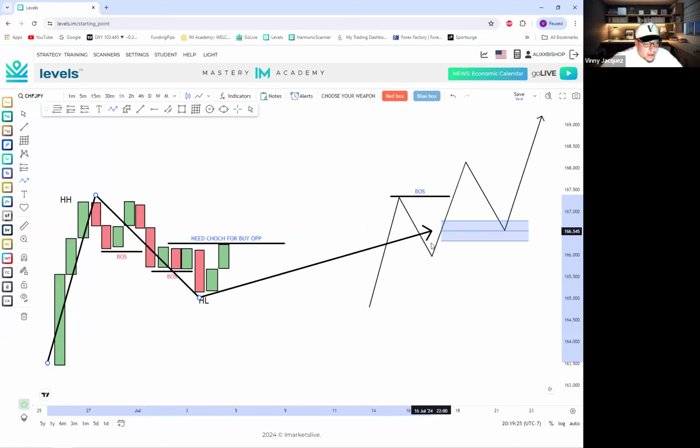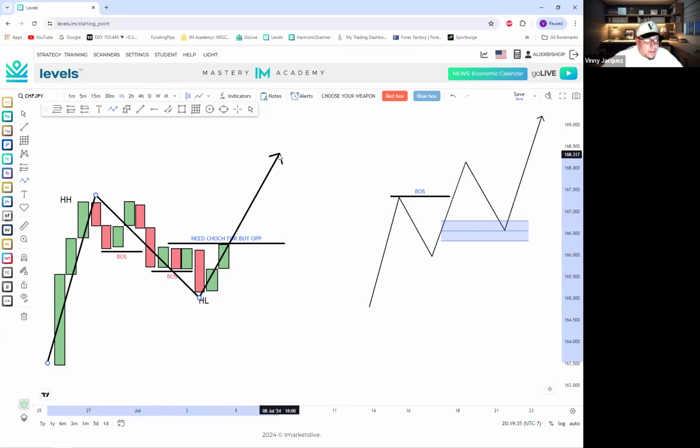Higher high, higher low. In order to get that BOS continuation move, we need the market to rally up and break structure to the upside. So this is what I'm saying. We need that rally up and that break of structure to the upside. Does that make sense, Christian? We need this BOS right here, bro. We need this right here.